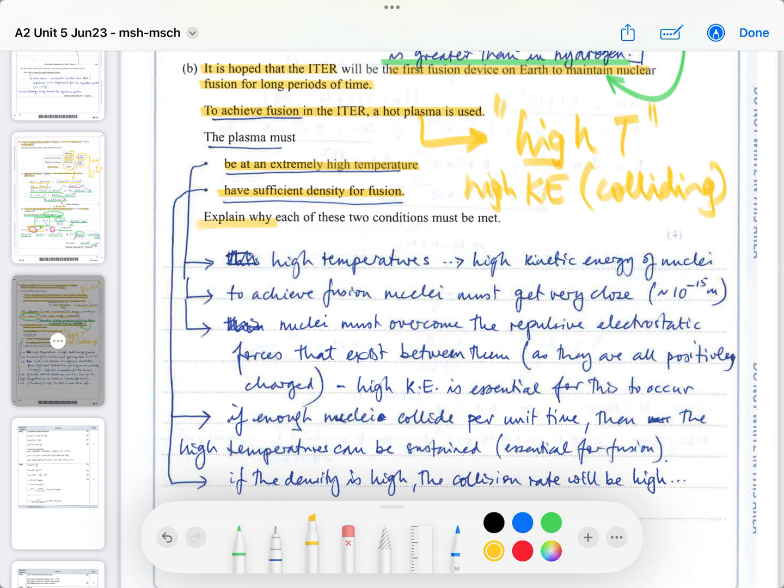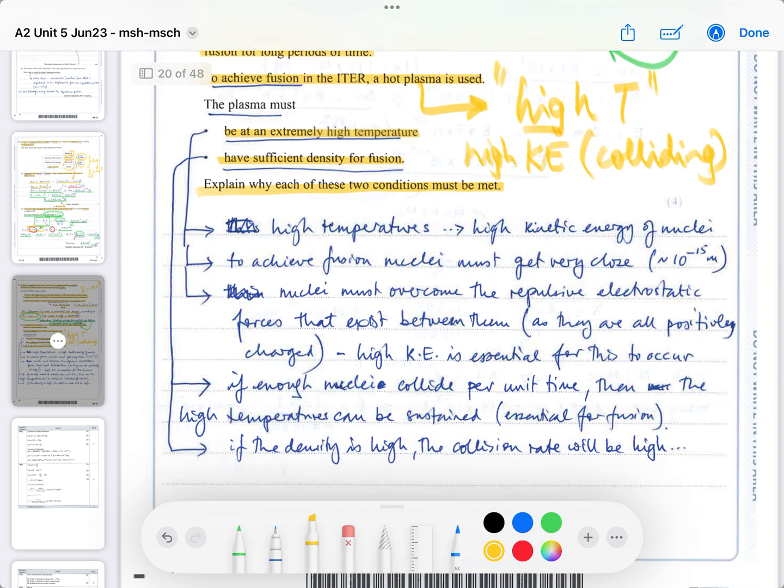And then it says, explain why each of these two conditions must be met. Okay, so now this is verbalization. So this is a kind of problem solving, but instead of it being mathematical, it's conceptual. So you've got to be able to communicate clearly. You have to be able to communicate clearly your conceptual understanding.